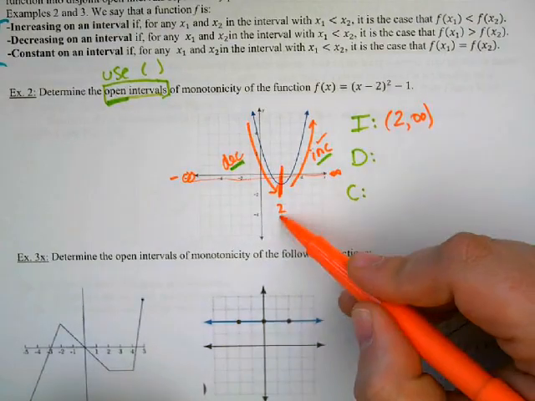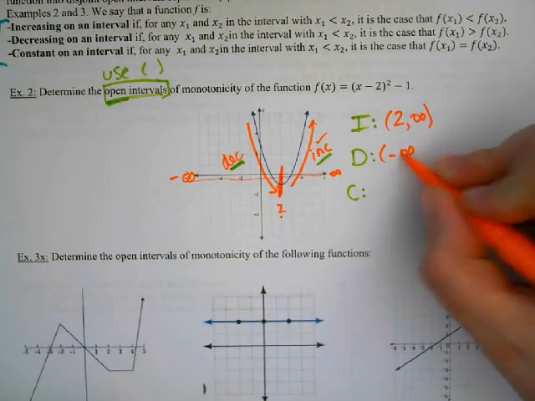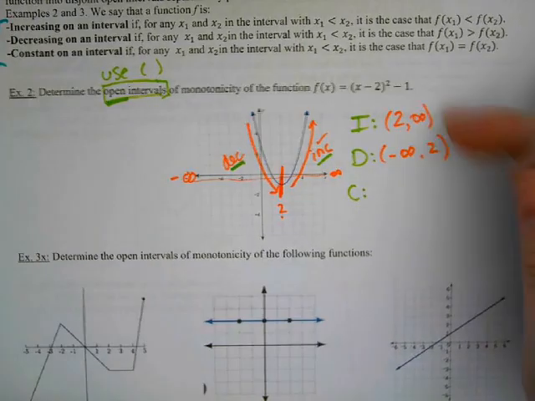And what is that x value? Well, that x value is 2. And so we will say that our function is decreasing from negative infinity to positive 2. And again, both with parentheses.